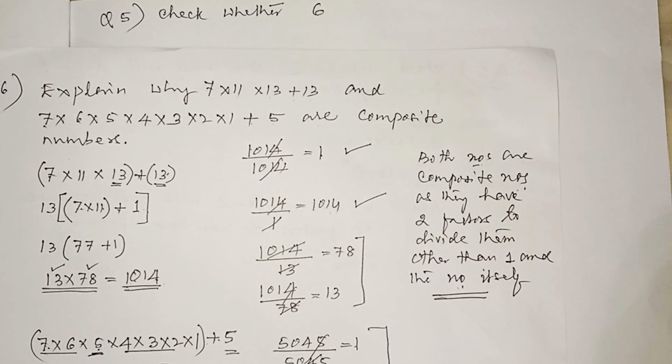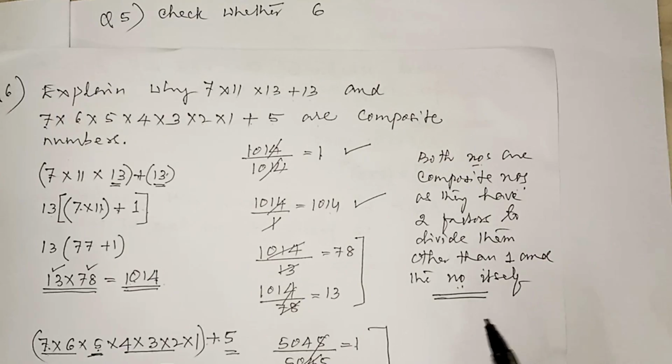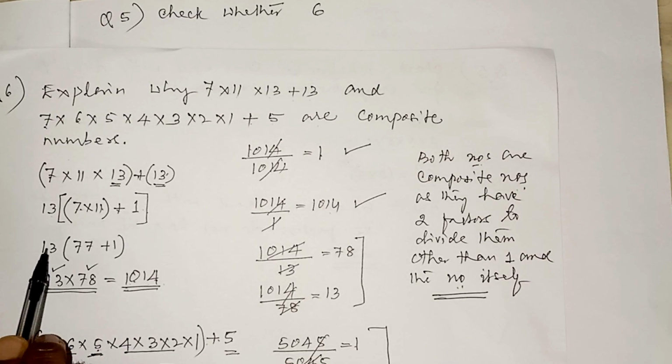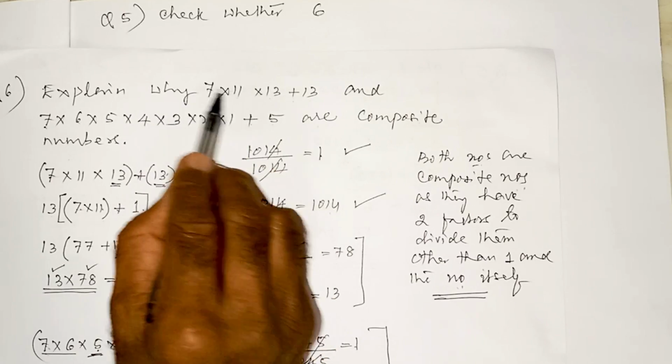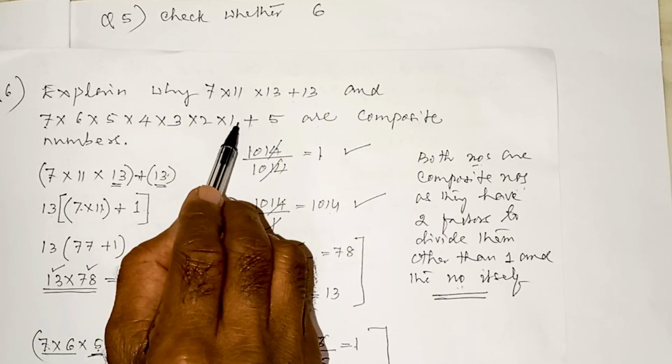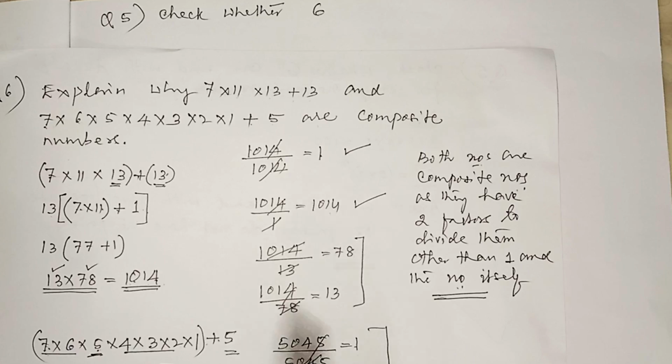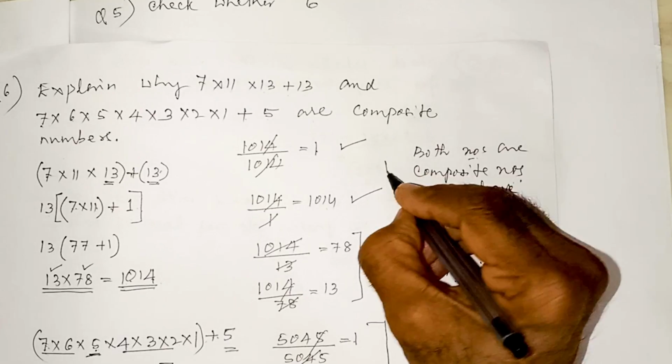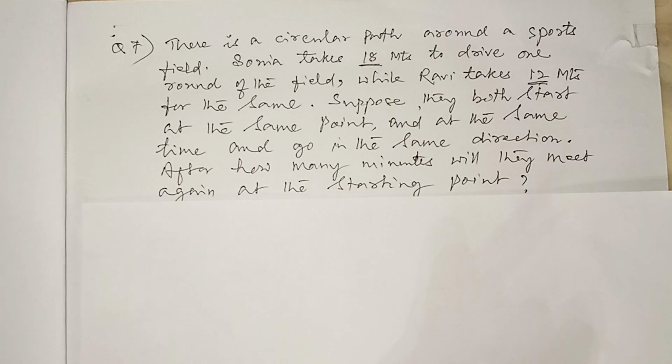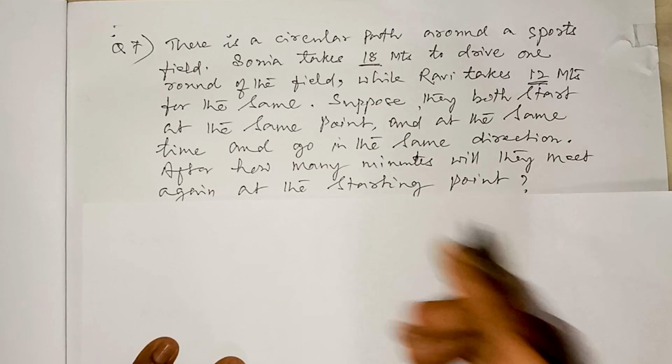So please find out. This way you get two factors for both numbers. Two factors for this, two factors for this, and that is why these two numbers are composite numbers. This is the answer.